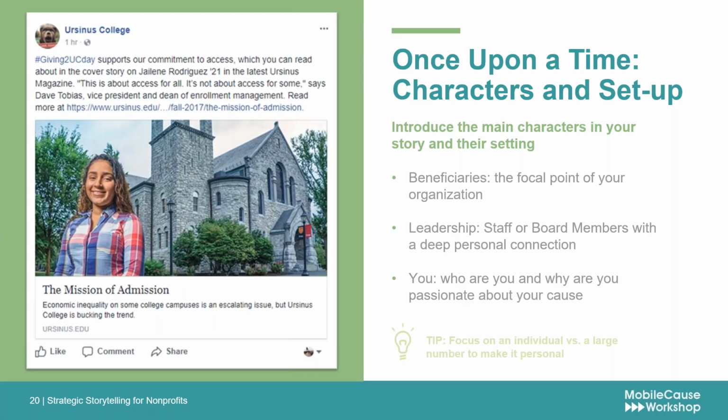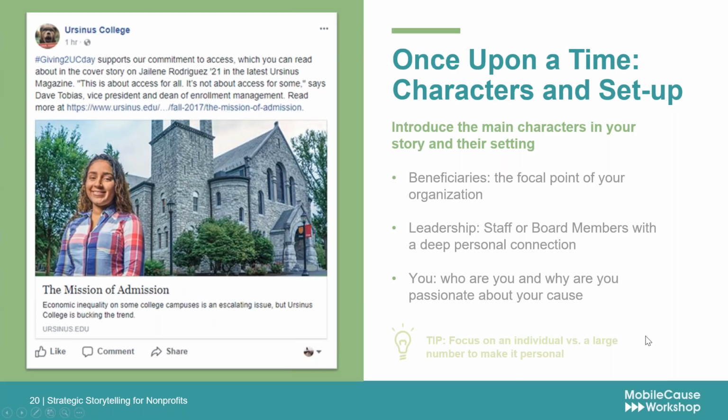And right here, we have an example over here on the left from Ursinus College. This is a social media post that introduces one of their main characters, Jaylene Rodriguez. It really puts her front and center with the image there, and the post gives you a really immediate idea of who this story is about. So in the text there, it's introducing Jaylene. It also gives a nod to a second character, the VP and Dean of Enrollment, Dave Tobias, and it's introducing those two characters together. They've done it really strategically here, where they include a little snapshot of the characters and allow you to click the link to read the rest of the story. So a really good strategic move from a social media standpoint, allowing people to click in and read more.